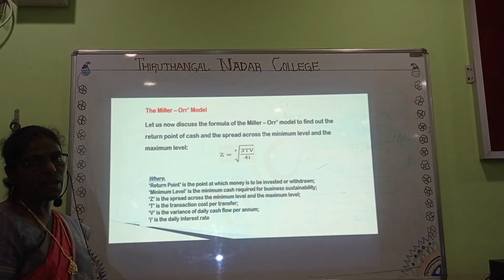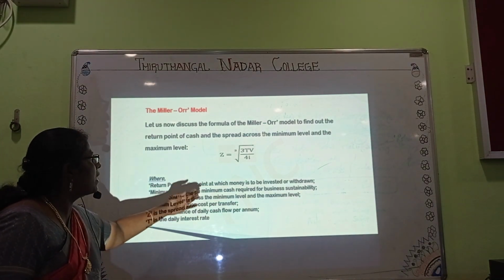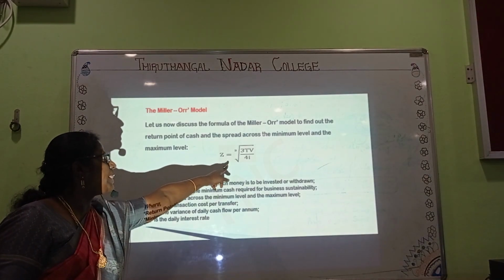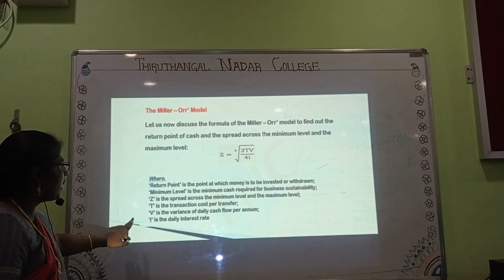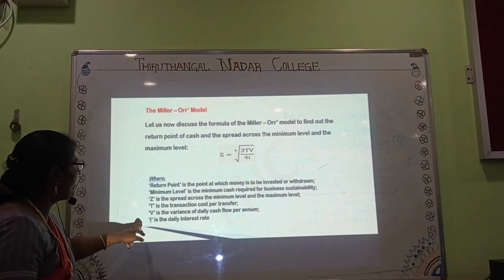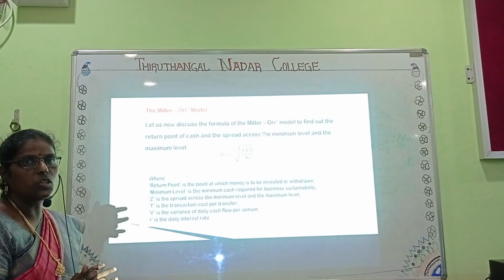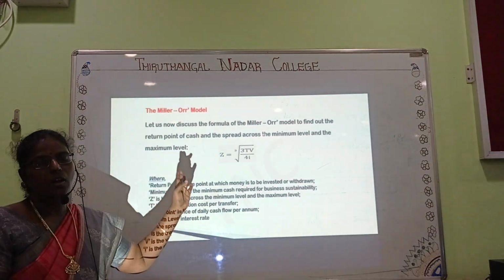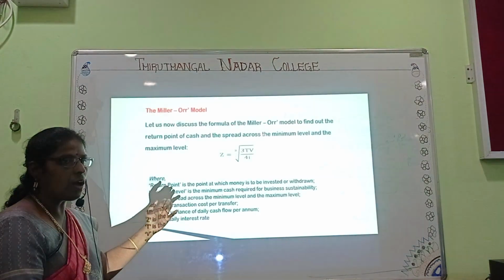The next cash management model is the Miller-Orr model. Now we will discuss the formula. Z is equal to the cube root of 3TV divided by 4I. Here we have the explanations for all this: what is Z, what is T, what is V, what is I. I already told you the formulas, very simple. Using formulas you are going to solve the problems in working capital management. Don't forget the formulas. Easily you can solve the problems with formulas.